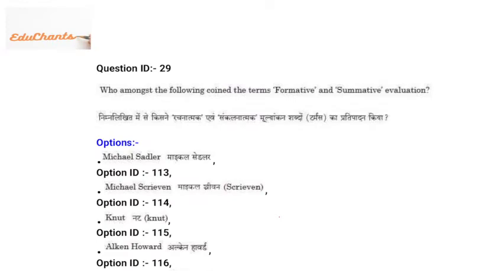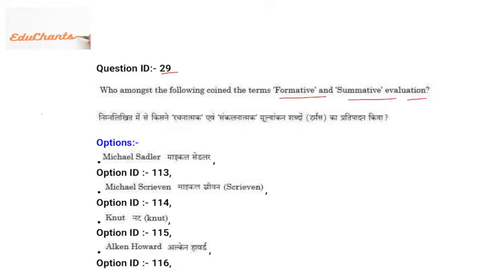Let us start with the first question. The first question is different for different students. We will go according to the question ID. First question is, who amongst the following coined the terms formative and summative evaluation?